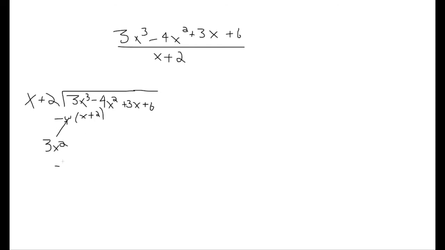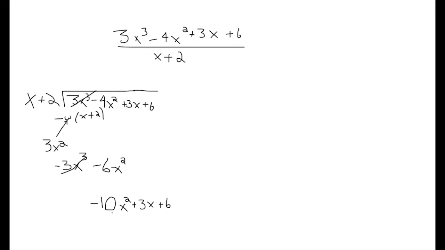So we can multiply it out. So it's minus 3x cubed minus 6x squared. Okay. That's what we're doing here. So these 3x cubes cancel, right? And this 6x squared is going to combine with this 4x squared, right? So we're going to have minus 10x squared, right? Plus 3x plus 6.